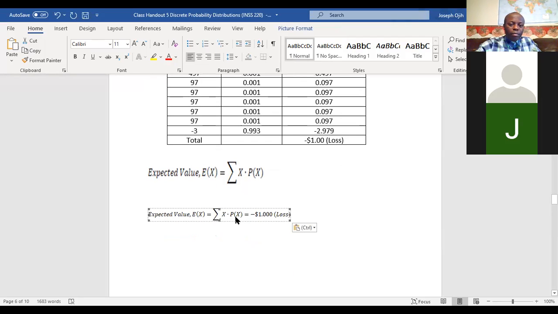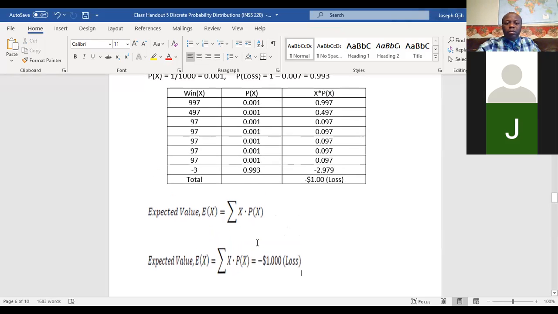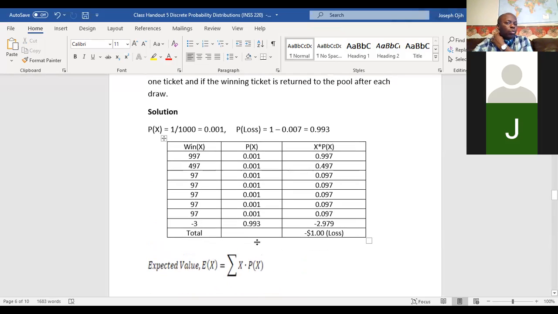So that means you are at a loss most of the time because of the negative sign. Okay. Any question on this?